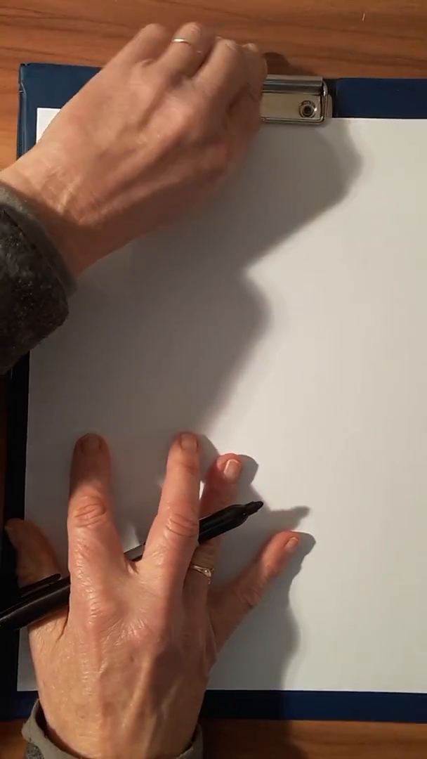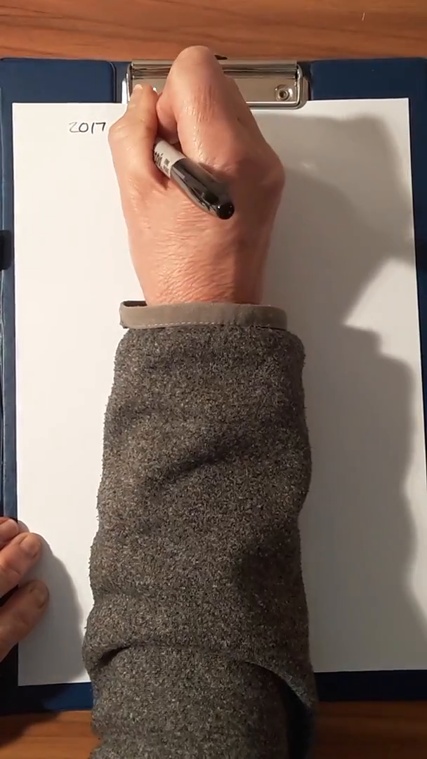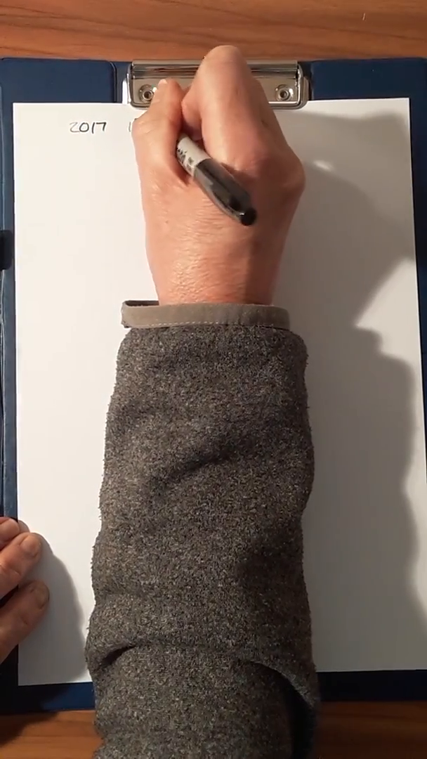Okay, so this, just straighten that out. Is that okay there? It is, isn't it? Yes. So 2017, this is part B, 10b.